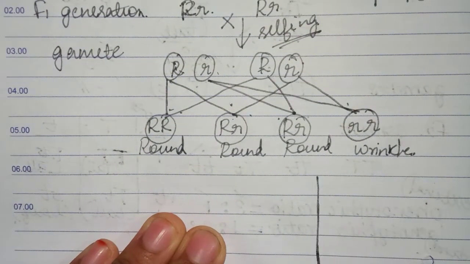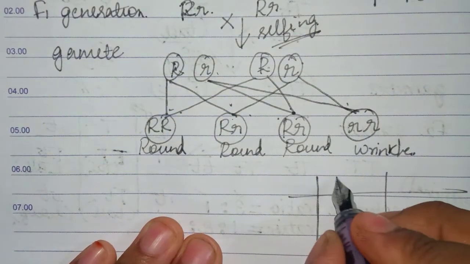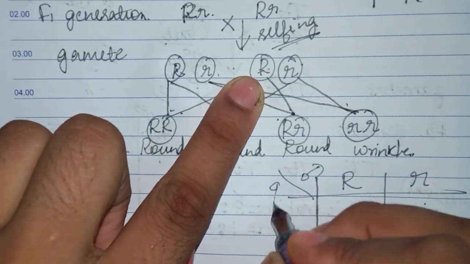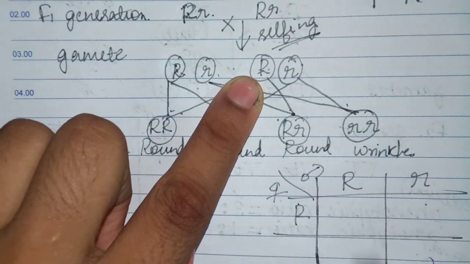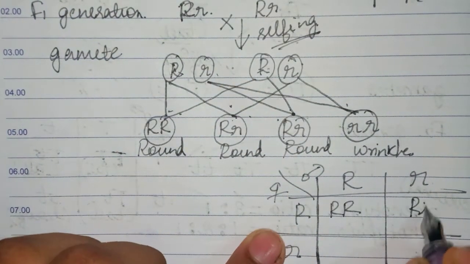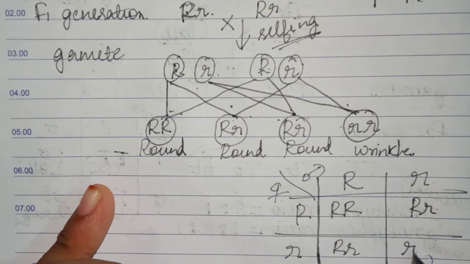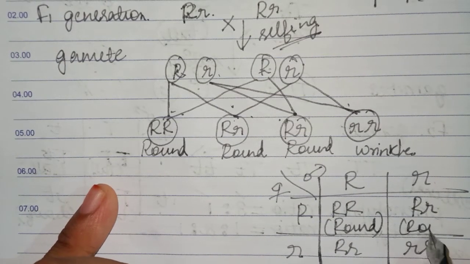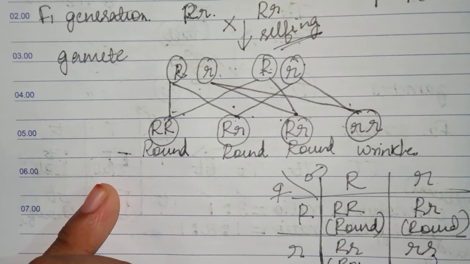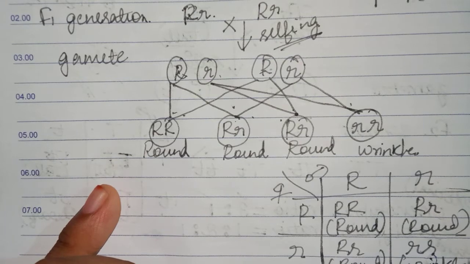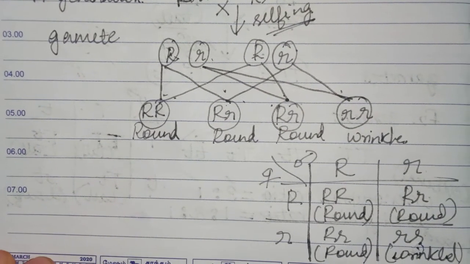You can better perform a Punnett square too. You consider capital R, small r as male and capital R, small r as female. So we get capital R capital R, capital R small r, capital R small r, and small r small r. It becomes round here, round here, round again, and the wrinkled one. Okay, so now here you go.